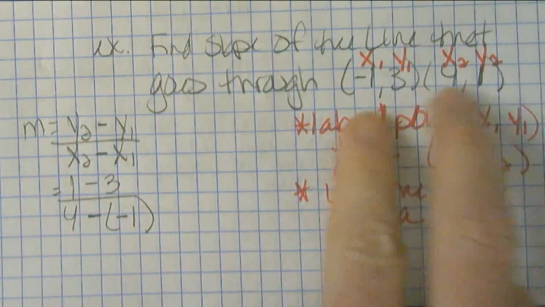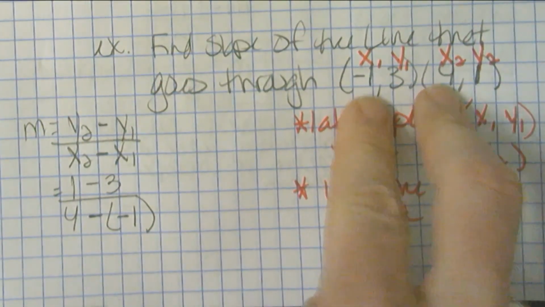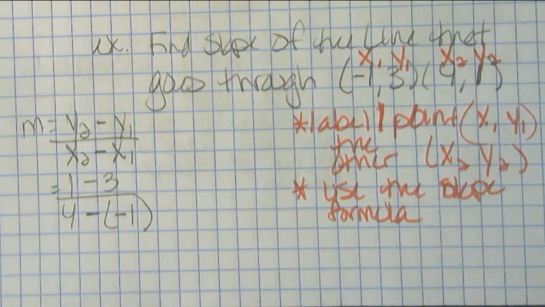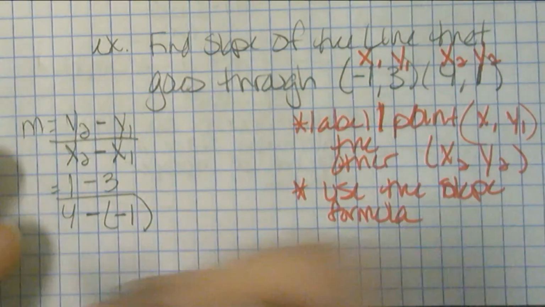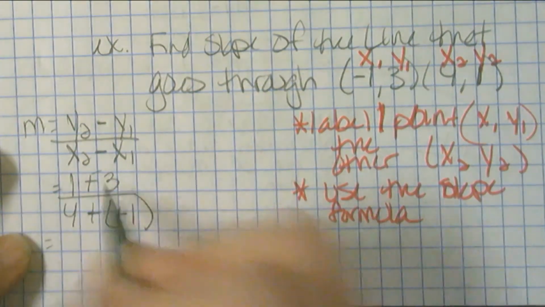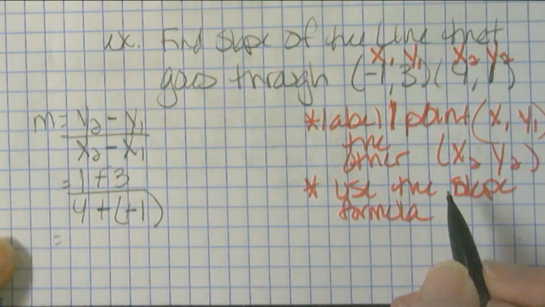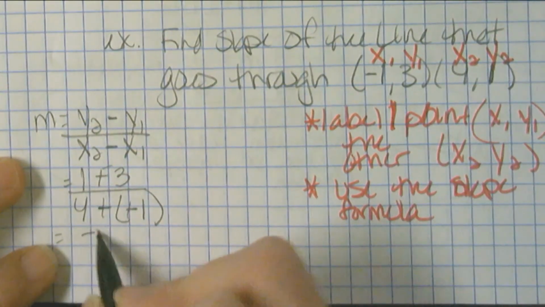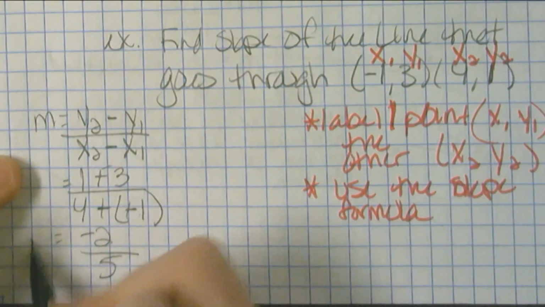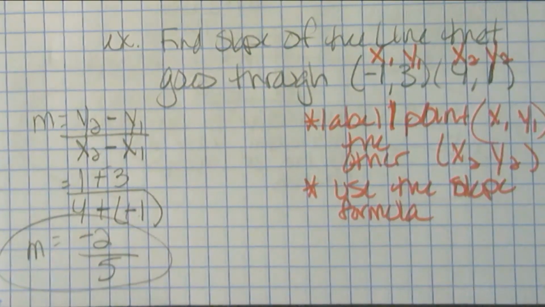Can you guys see why I label those points x1, y1, x2, y2? That helps me focus on how I can use the formula and which numbers go where. Now you do this subtraction. So I'm going to do adding the opposite on both of these. What is 1 plus a negative 3? Colin? Negative 2. Colin, what's 4 plus 1? 5. There's my slope of negative 2 over 5.